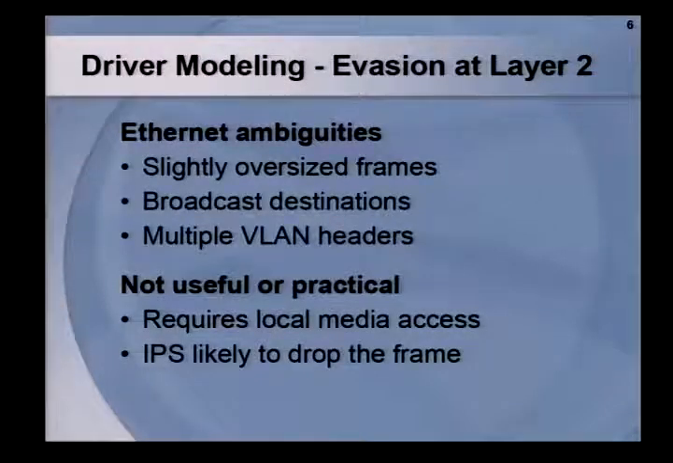First off, layer 2 stuff. There are a lot of different ambiguities at the Ethernet layer. Depending on what card you have, it may drop a frame depending on whether certain bits are set, if the length field's too long, or if you have multiple VLAN headers. There are all sorts of tricks you can do at the layer 2 level that will cause an IPS to drop the packet because it doesn't understand what it is, but may allow the target to actually process it anyways. And you can use things like broadcast destinations, where the IDS won't process the broadcast or will process it in a different way. There are lots of different tricks at the Ethernet layer.